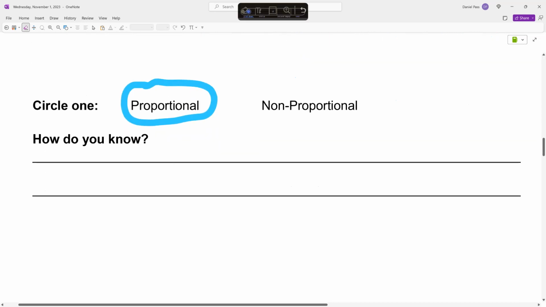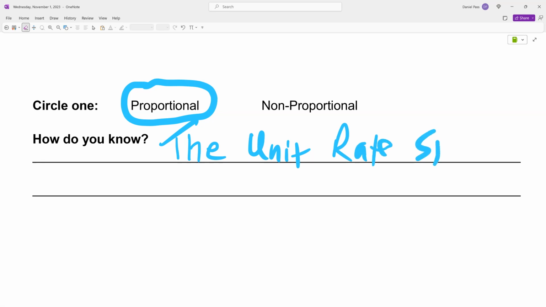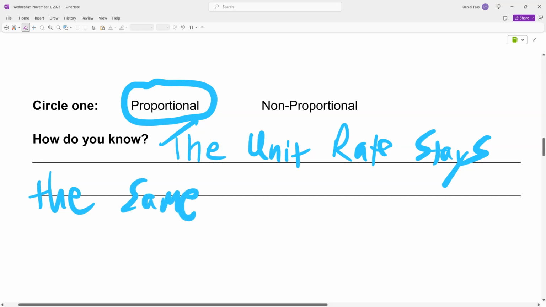Proportional? Okay, and how do we explain it? Well, he can do it. I put all of them are times 7, so the unit rates stay the same. Okay. Thank you, Dude Bro.